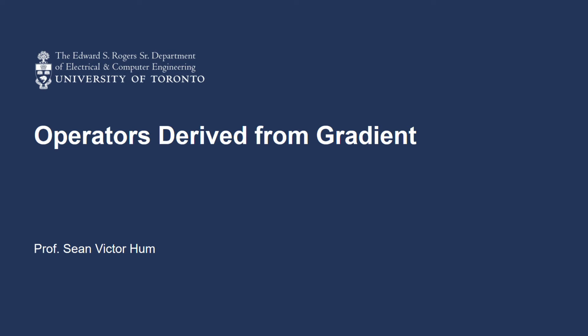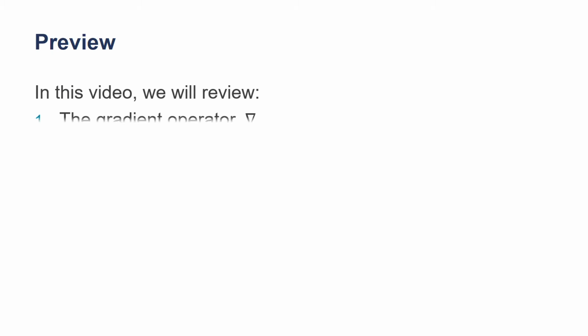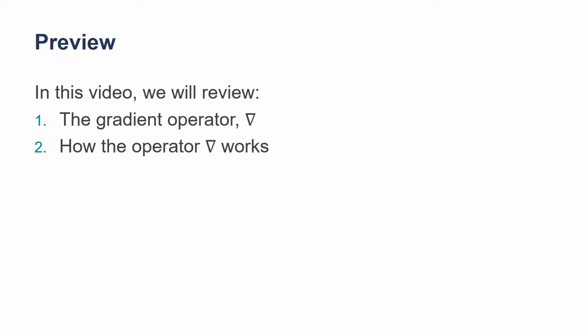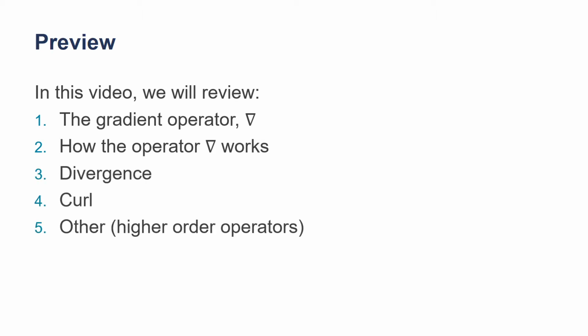In this video, we will review operators derived from the gradient operator. In particular, we will review the gradient operator itself, del, as well as how the del operator works, and in particular the so-called hungriness of the del operator, which is then used to derive other vector operations such as divergence, curl, and some higher order operators that we will be using later.